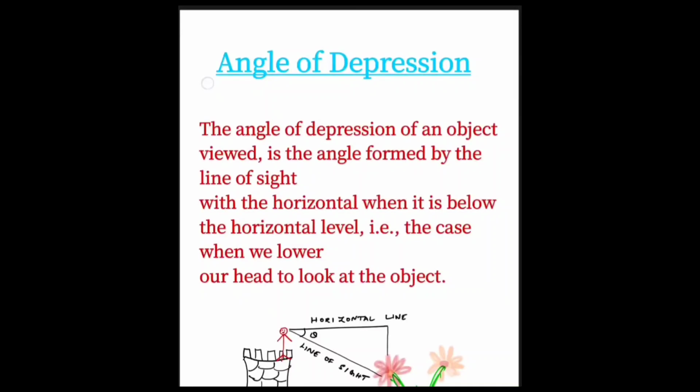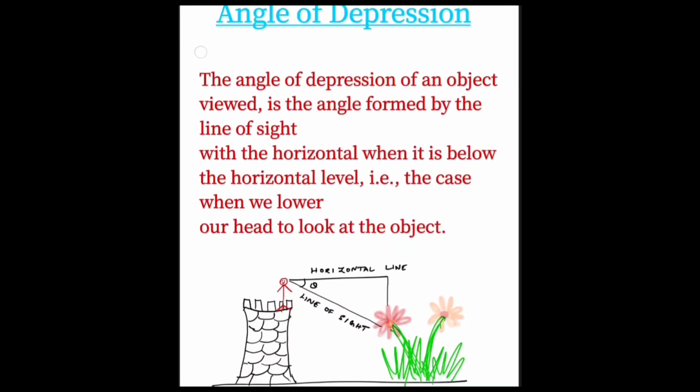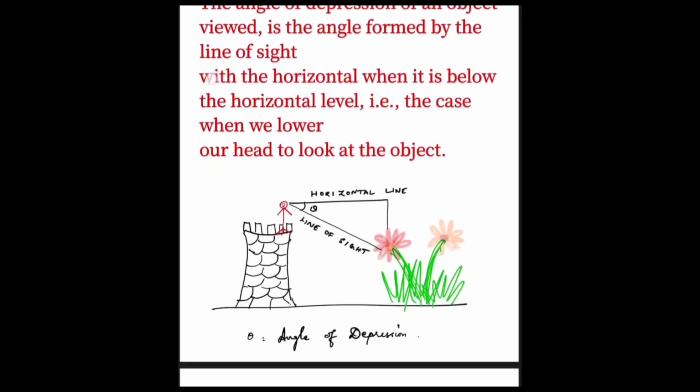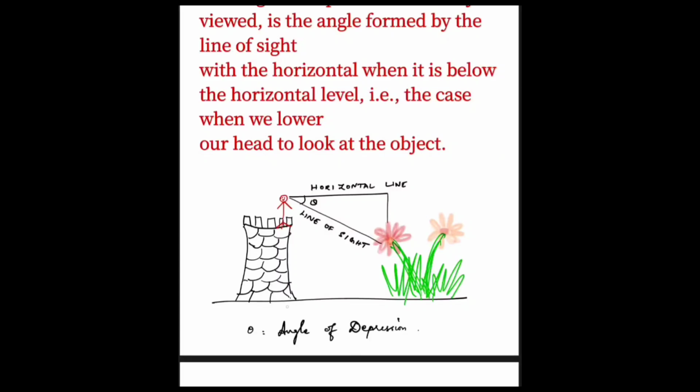Angle of depression. The angle of depression of an object viewed is the angle formed by the line of sight with the horizontal level when it's below the horizontal level. That is the case when we lower our head to look at the object. In this image, when the person standing in a tower has to visualize a plant in the ground, he has to look down. That is his line of sight. And the horizontal made is the line parallel to the ground. So this becomes the angle of depression.